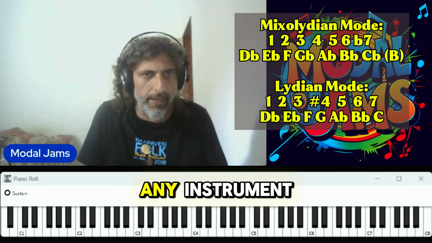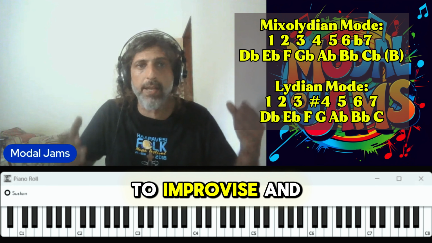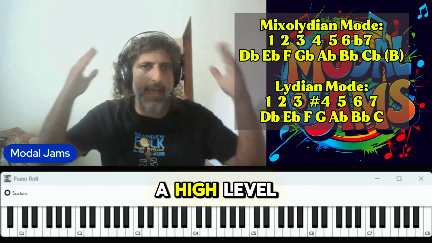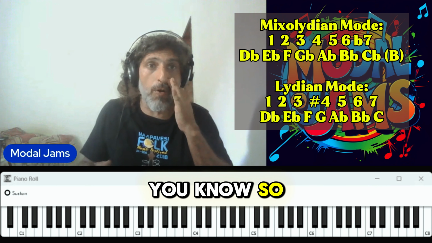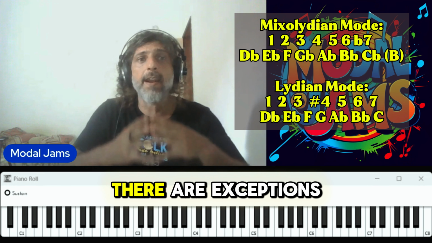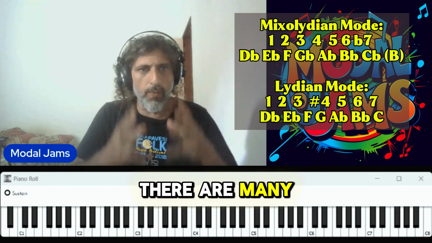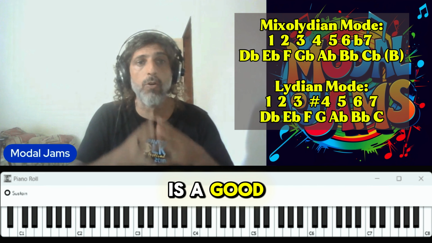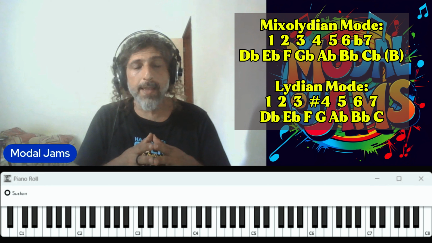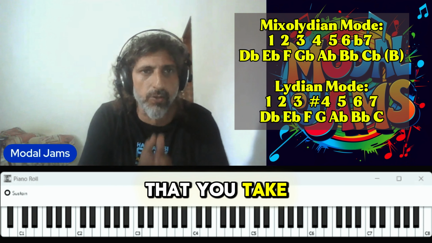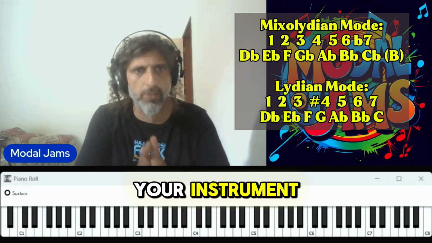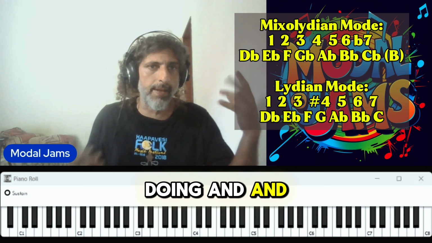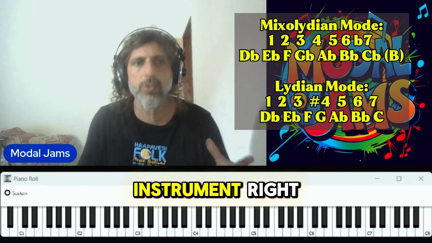It's basic for any instrument when you want to improvise and you want to go for a high level of playing, you know? So again, there are exceptions to any rule. There are many ways to do everything, right, guys? I'm telling you what I think is a good strategy that you take to where you want, which is knowing your instrument, know what you're doing, and be conscious harmonically on your instrument, right?